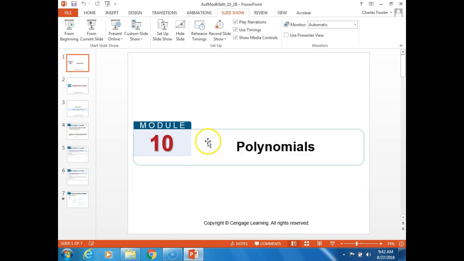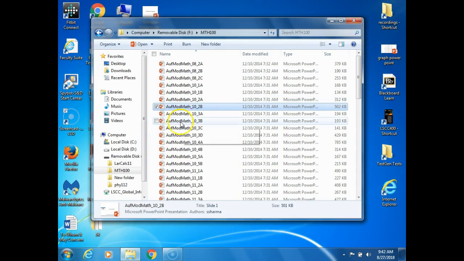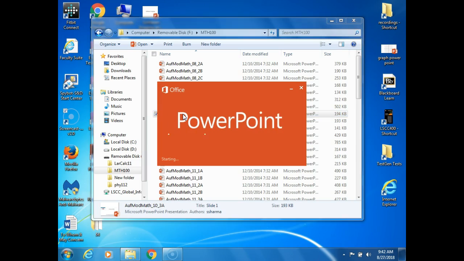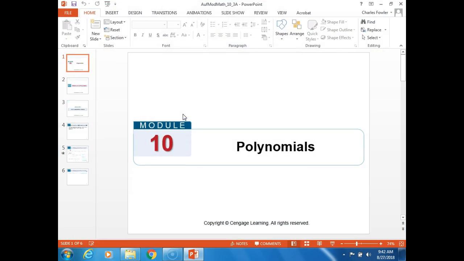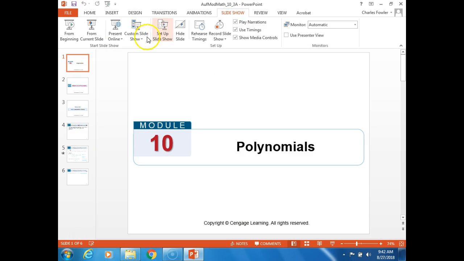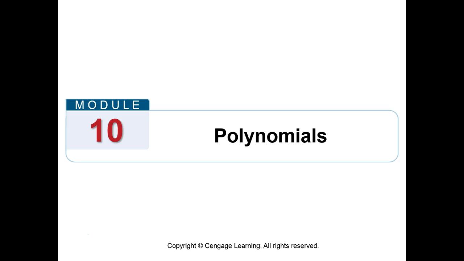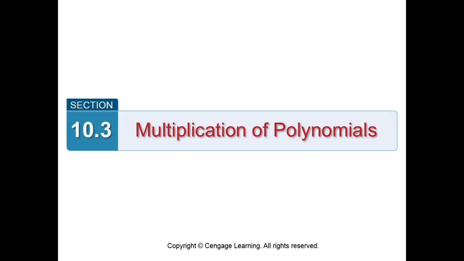Okay, we got 3 minutes. I think we can get 4 more modules done, can't we? Okay, let's see. Let's get out of that one and go to 10-3A. Let's at least get started here. All right. Slideshow. Current slide. We're still in Module 10, polynomials. And we're still in 10-3, multiplication of polynomials. No, this is a new one, isn't it?